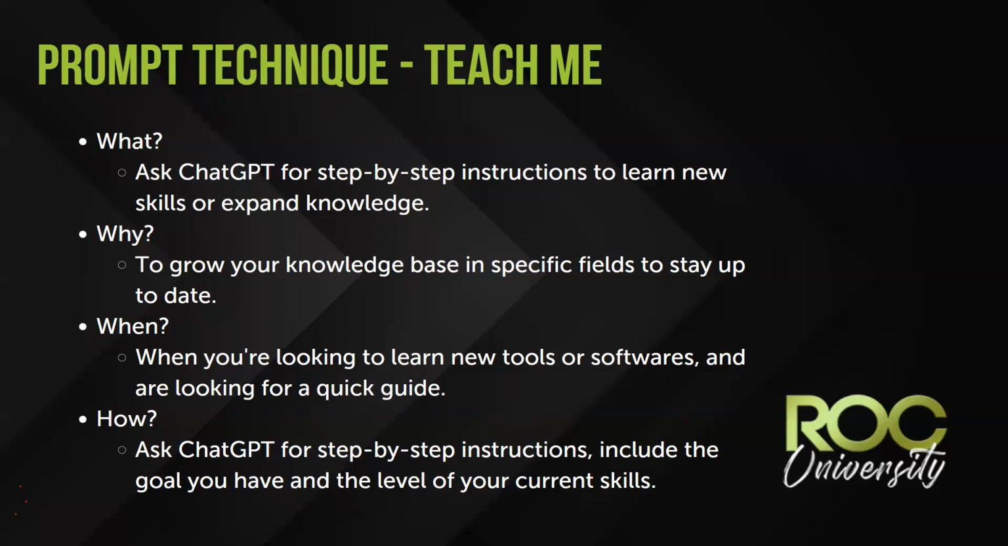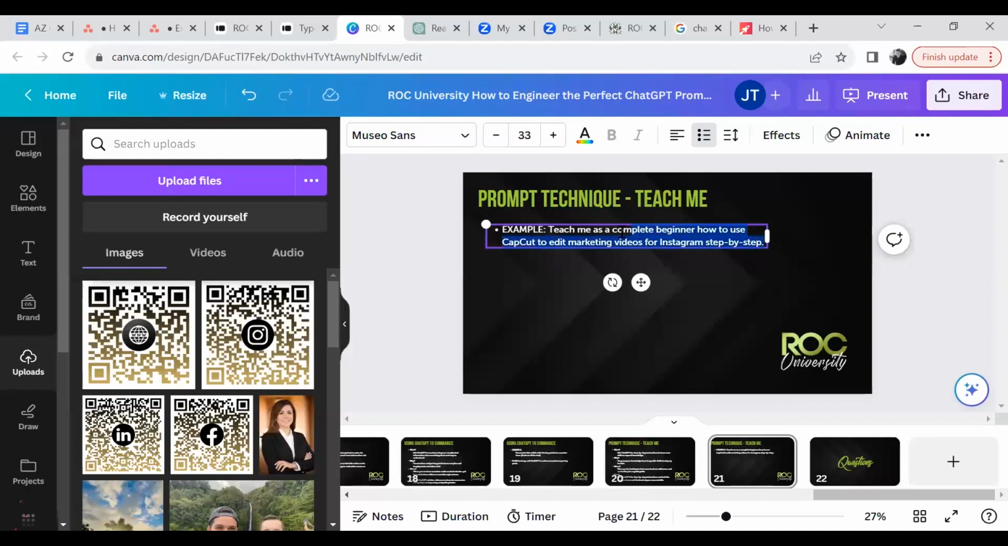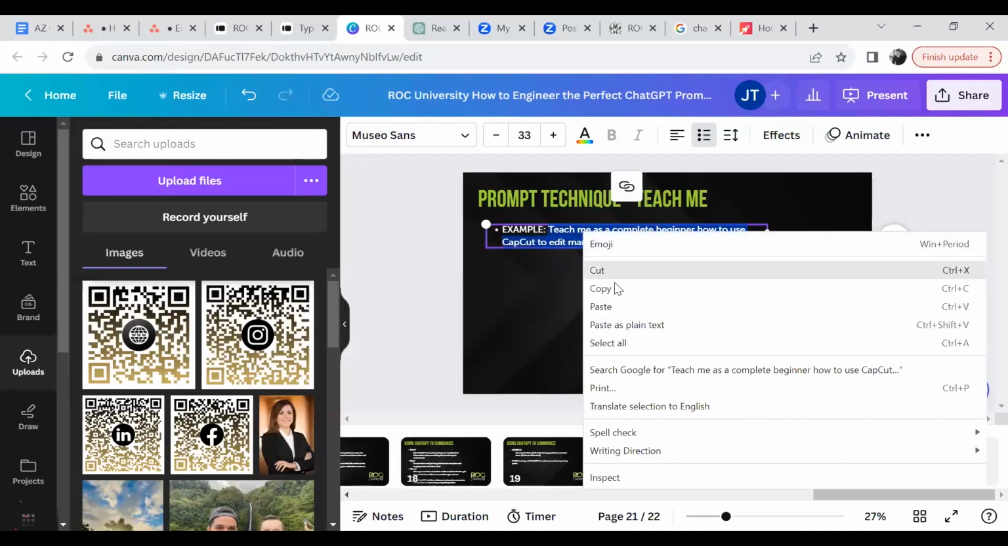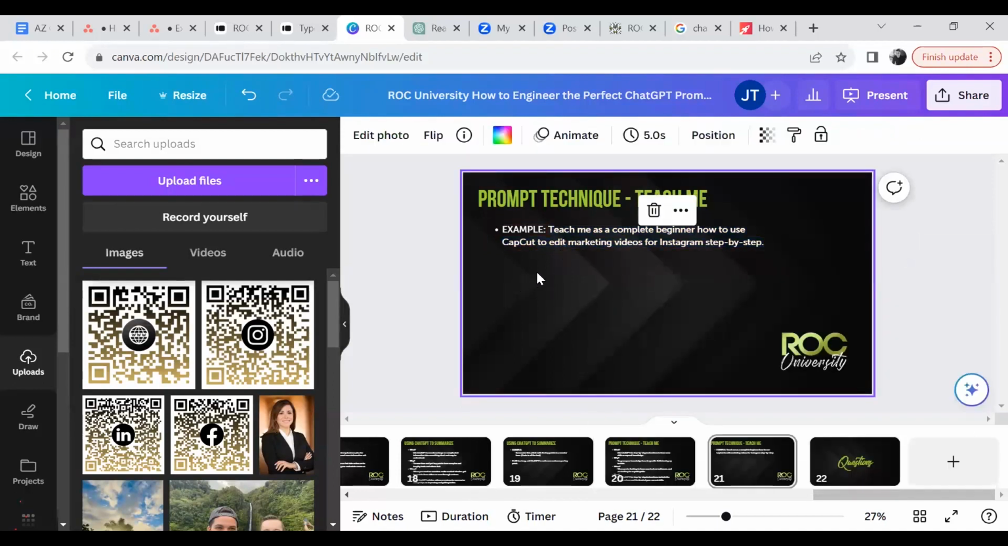So when you're looking to learn new tools or software and are looking for a quick guide, what we're going to do is ask ChatGPT for step-by-step instructions, and include the goal you have and the level of your current skills. So if I come in here, who's heard of CapCut? It's a video editing app software. Okay, we all know video is important. We know that 51% of home buyers choose YouTube as their number one research platform. Number one research platform.